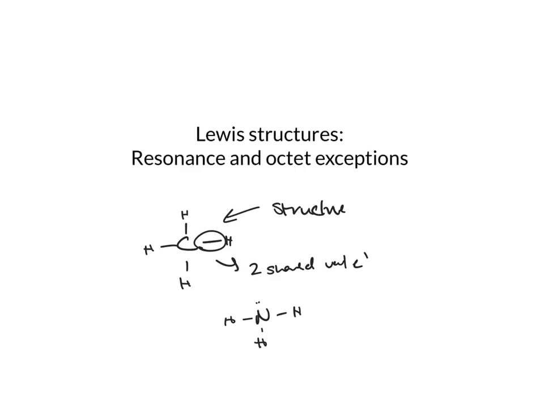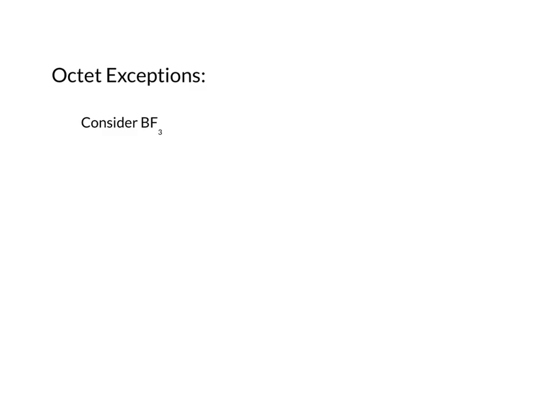And Lewis structures are great, but there are some things that they're not so good at, and one of those things is this idea of an octet exception. So I want you to consider the BF3 molecule, boron trifluoride. When you draw a Lewis structure for boron trifluoride, the first instinct is going to be to say, okay, I'm going to add my 3 fluorines right here, like so, and then here. But if I do that, then boron doesn't have an octet, right? So boron only has 6 electrons.